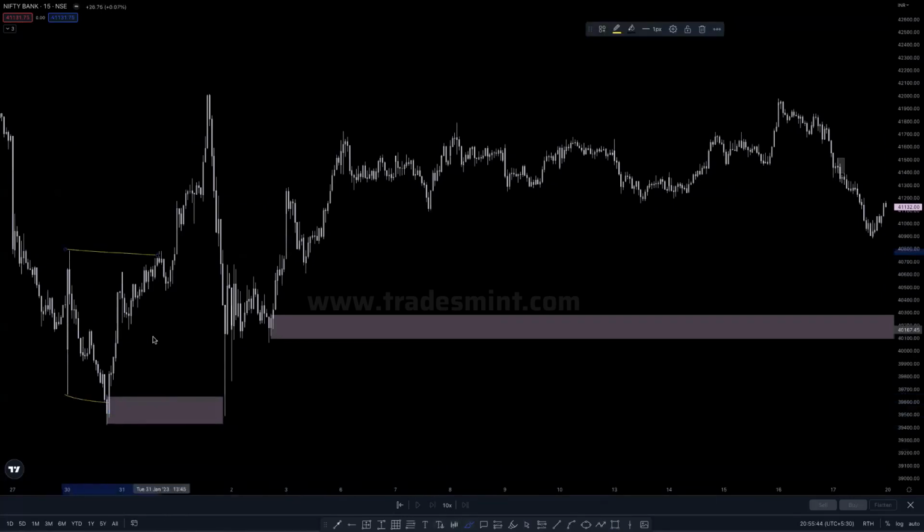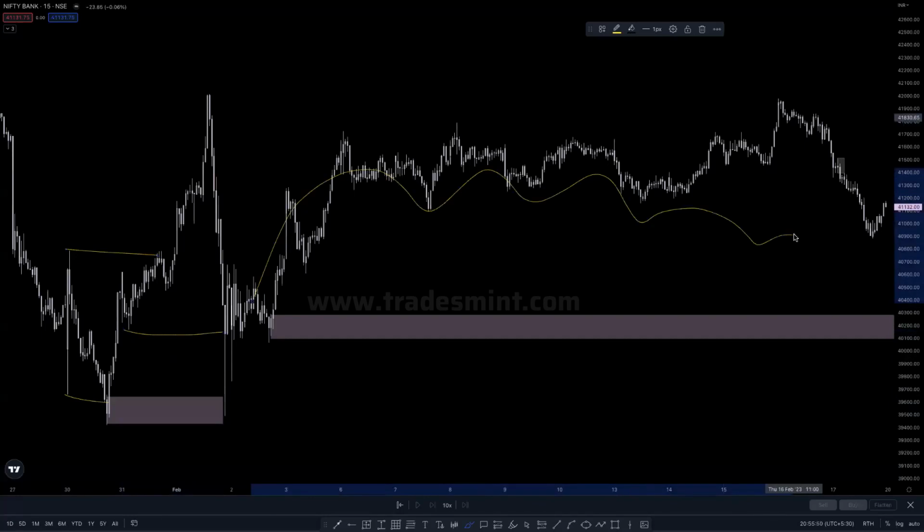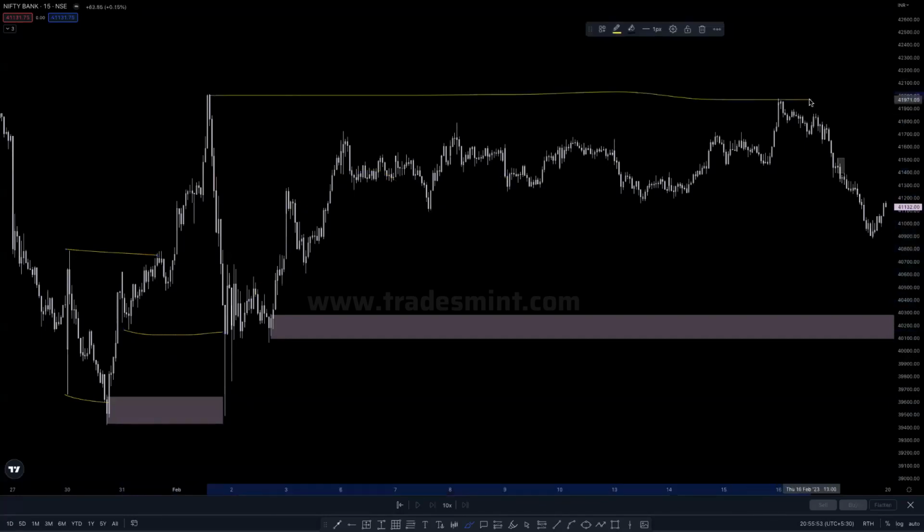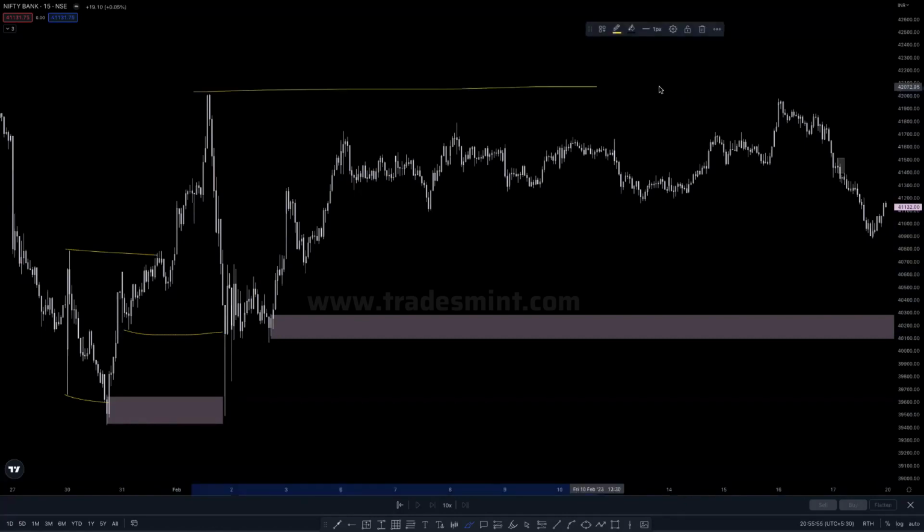CHoCH. Taken out the extreme, tap here and go higher. And this is an inside move here, right? Break this high and candle close over it, right?